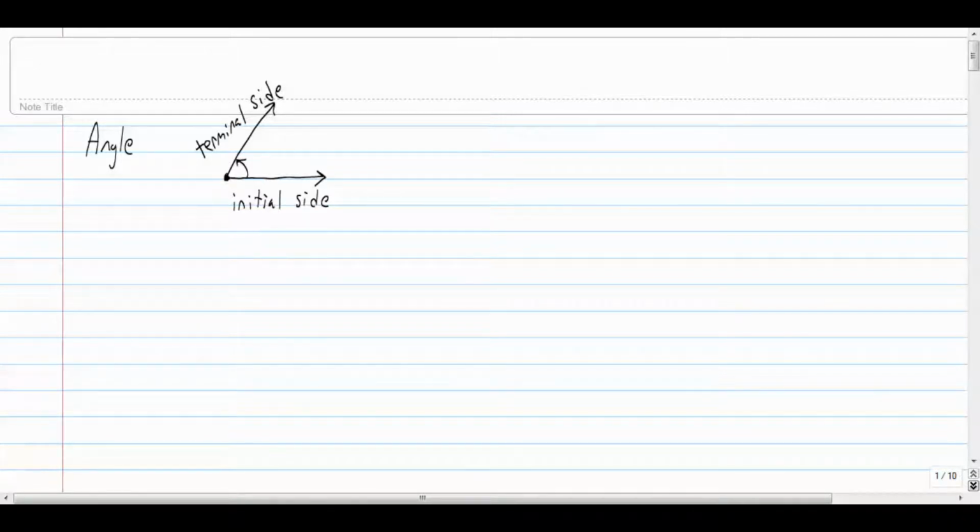Now, if you draw an arrow starting on the initial side and ending on the terminal side, there's two ways that I could have drawn that arrow. I could have drawn it on the inside, or I could have drawn an arrow on the outside. Now, it makes a difference if you're trying to draw an angle measure, the way that you draw your arrow, because that's actually two different angle measures for the same picture. Okay, let me show you what I'm talking about.